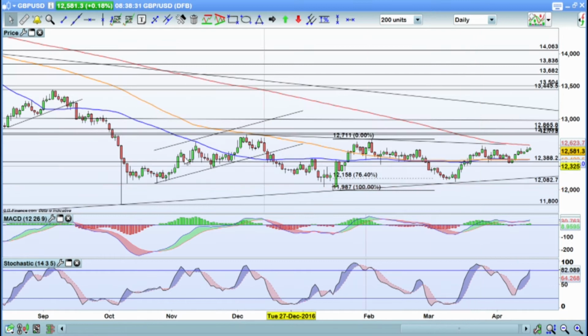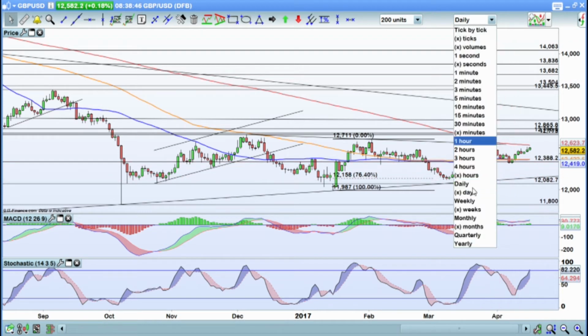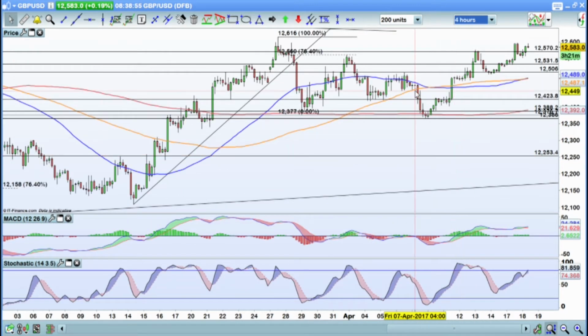If we look at this wider perspective, you can see this symmetrical triangle. What we were looking for was a breakdown through this 123.88 and back down towards this support structure and this ascending trend line. Now, from what I remember, if we just get back to the 4-hour chart, I was saying that the first target would have been this support level. So that first target was hit, so that was successful.